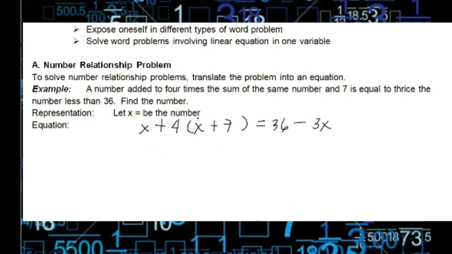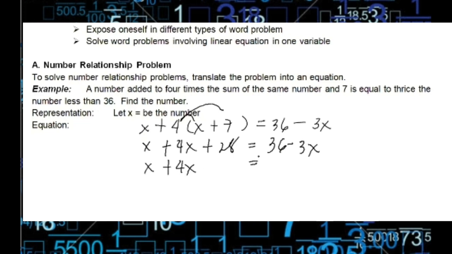First, remove the parentheses. So how to remove? Distribute 4 to each of the terms of the binomial inside the parentheses. So bring down x, then distribute 4 times x, positive 4x, then 4 times 7, positive 28, then is equal to, copy the rest. Then combine similar terms. So more likely, you're combining x's at the left side. So bring down x here, bring down positive 4x, then transpose negative 3x to the left. If you transpose, always change the sign.